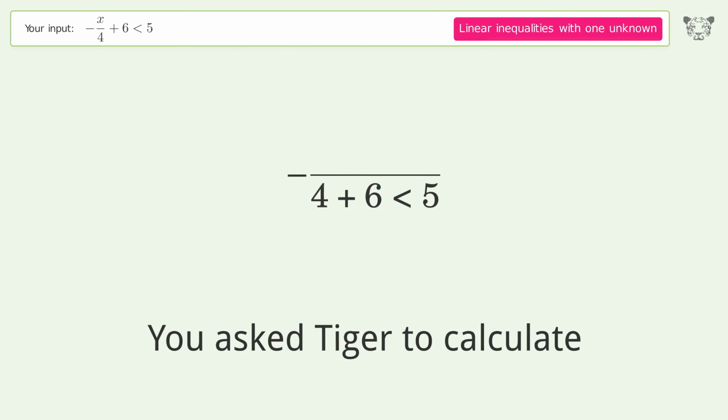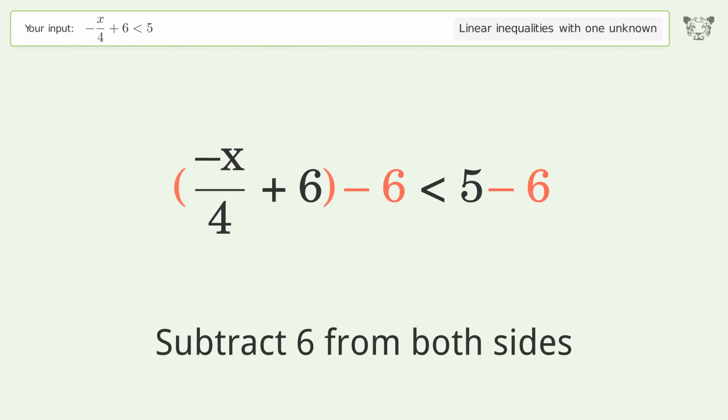Group all constants on the right side of the inequality. Subtract 6 from both sides. Simplify the arithmetic. Isolate the x. Multiply both sides by 4.